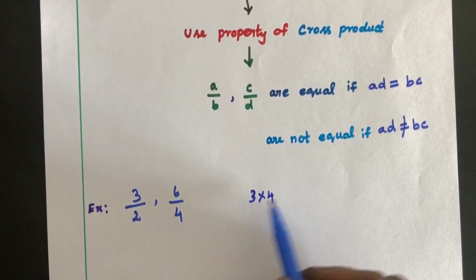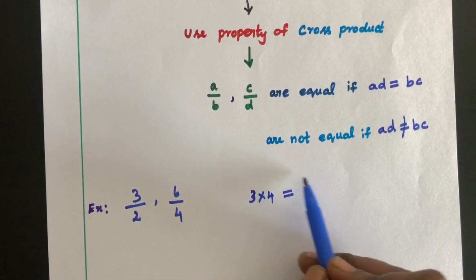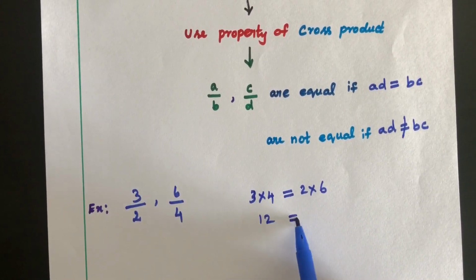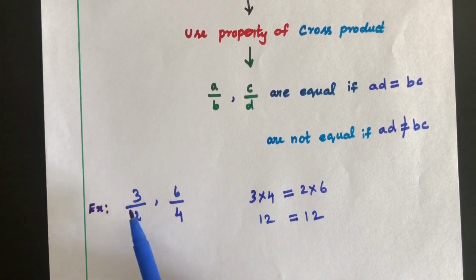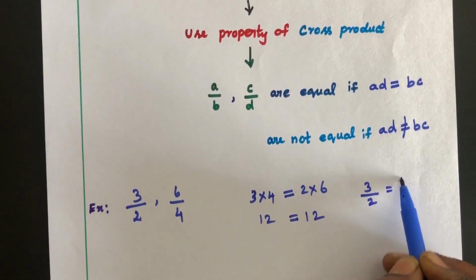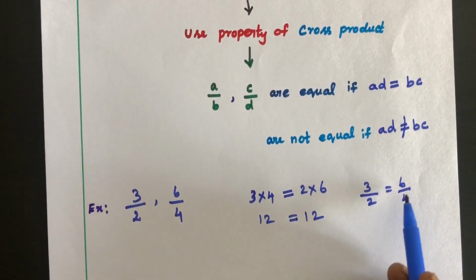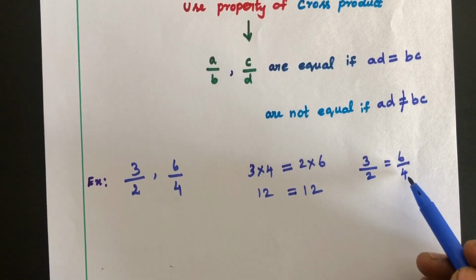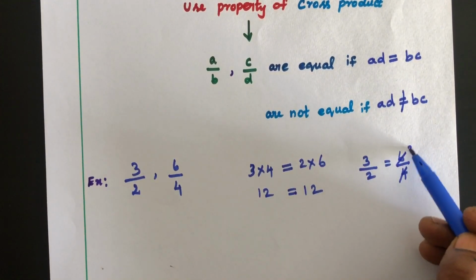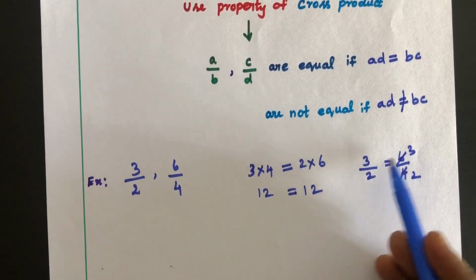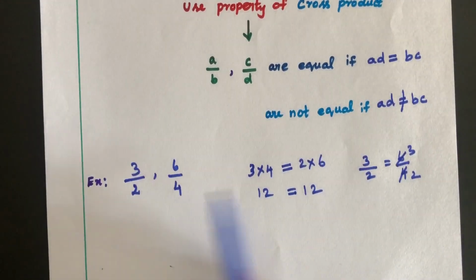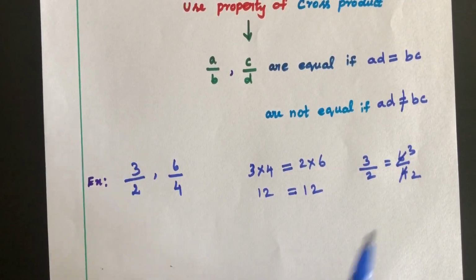3 into 4 is equal to, just check, 2 into 6. 3 4s are 12. 2 6s are 12. So these are equivalent fractions. That means 3 by 2 is equal to 6 by 4. Both are equal. If we cancel this rational number using 2, 3 times and this is 2 times, we ultimately get our simplest form, 3 by 2. So both are equal. Just do cross multiplication, that's all.